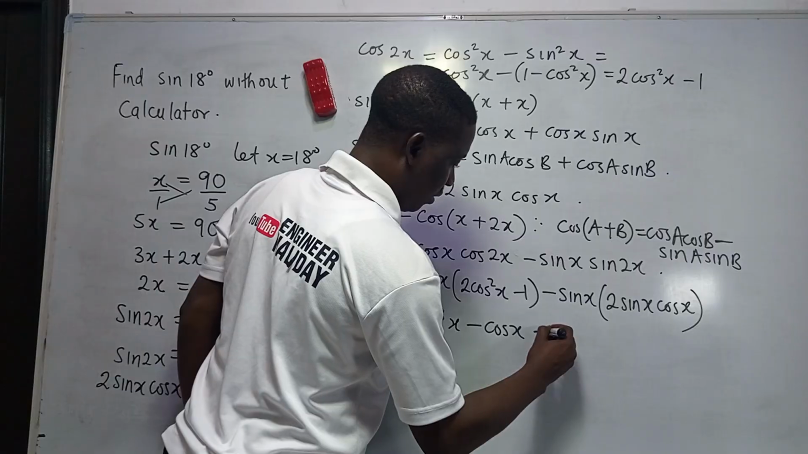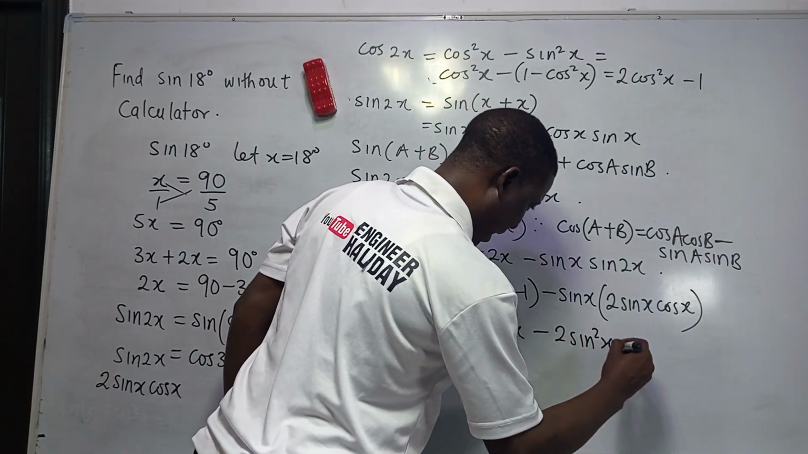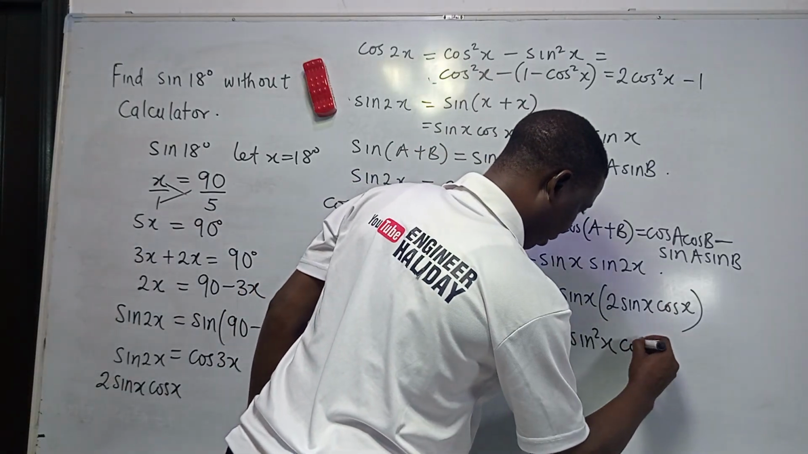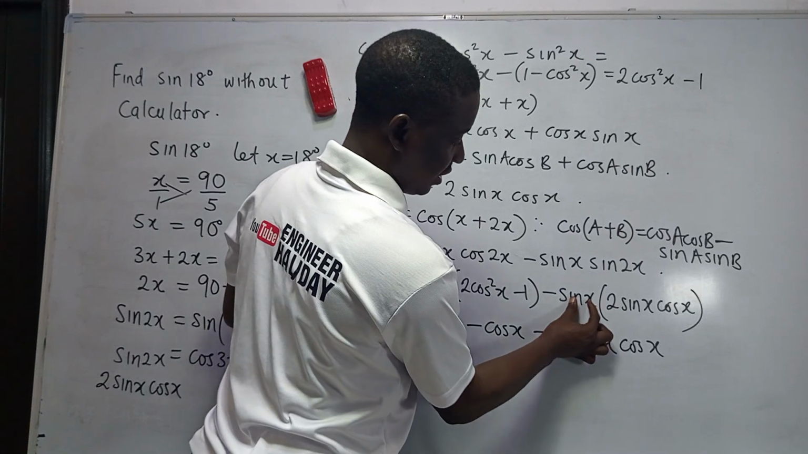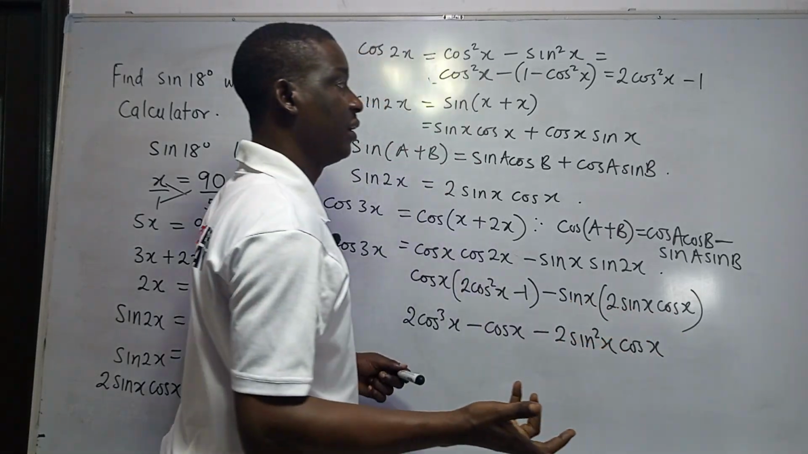Then this one will give us, minus this times this will give us 2 sine square x. Then this times, okay, cos x. That's what I want to have. We are multiplying sine square x times 2, then cos x.